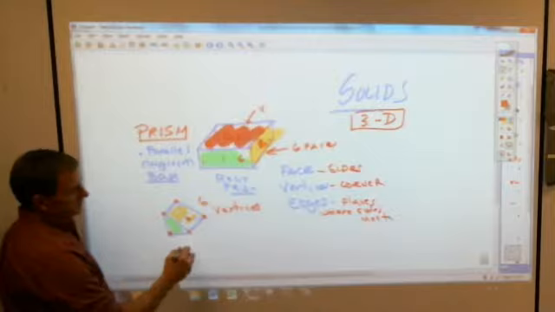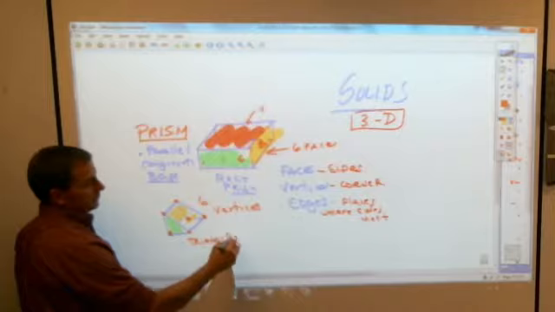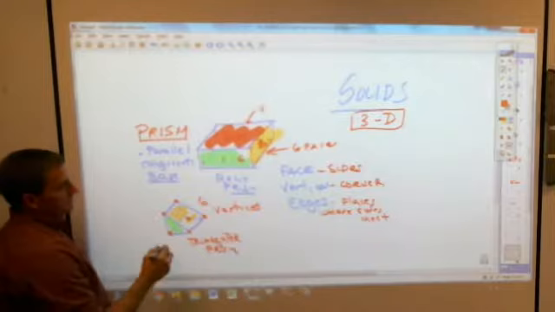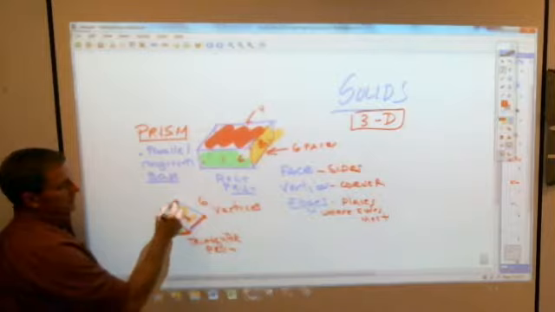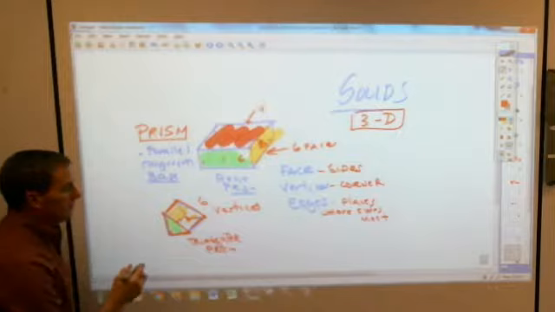So if you were looking for the edges of, let's say, this triangular prism, which I should label as a triangular prism, you've got one, two, three, four, this one you can't see, five, six, seven, another one you can't see, eight, and that one you can't see there. This one would have nine edges.